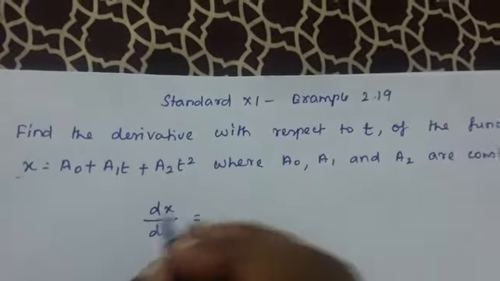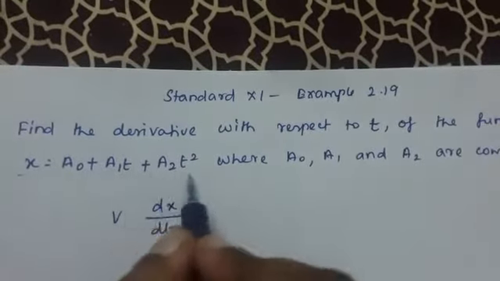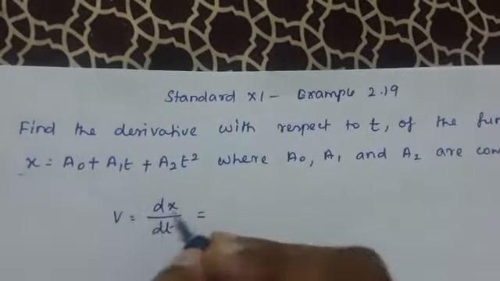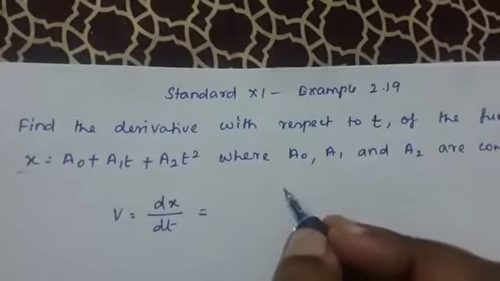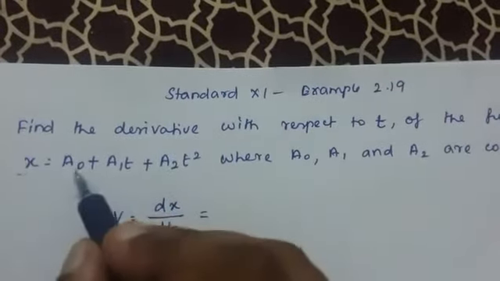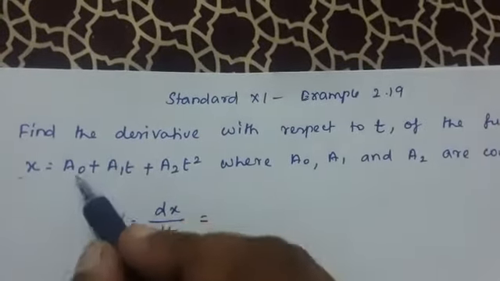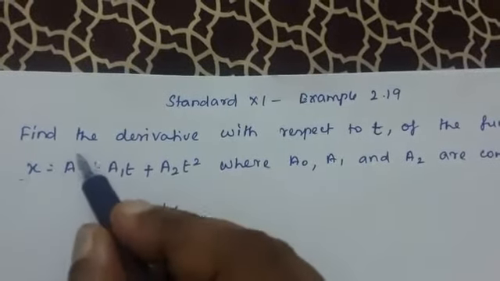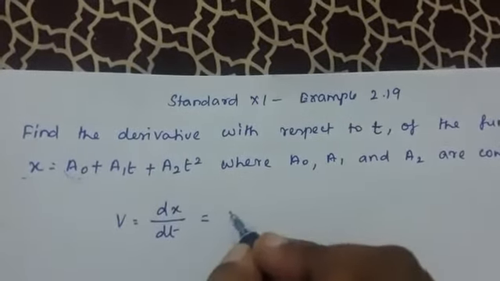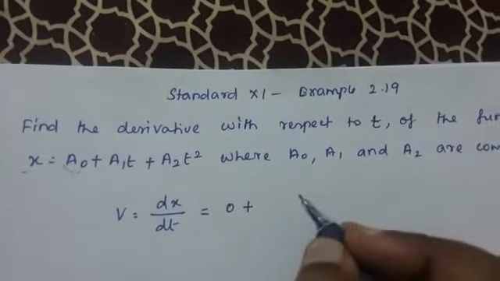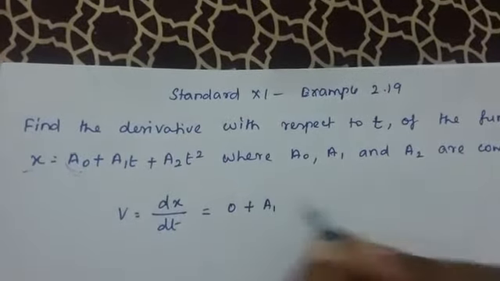Dx by dt. This is a function with respect to time. So this dx by dt will represent velocity. Now we can go for differentiating this one. A0 is a constant. Differentiation of a constant is 0.